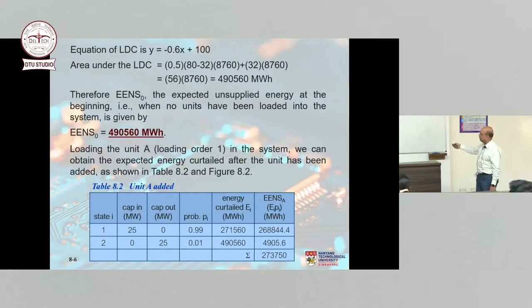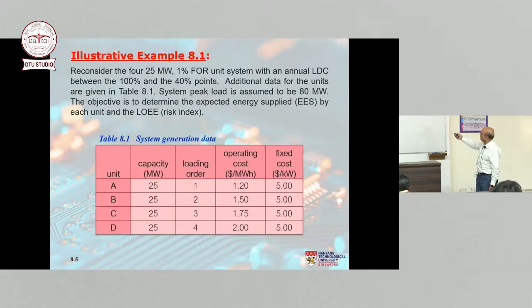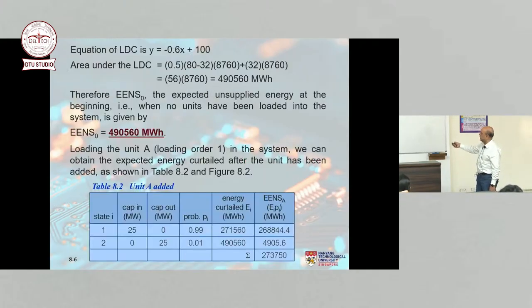So capacity in is 25 or 0. Capacity out is 0 or 25. And we know the probabilities because we know that the forced outage rate of the generators is 1%. So we know the availability is 0.99 and the unavailability is 0.01, correct? So those are the two probabilities.